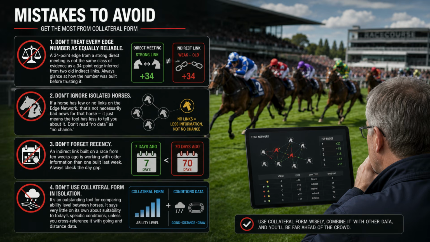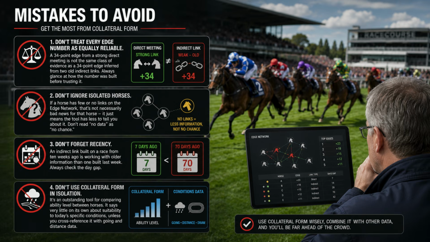Don't ignore isolated horses. If a horse has few or no links on the edge network, that's not necessarily bad news for that horse. It just means the tool has less to tell you about it. Don't read no data as no chance. Don't forget recency. An indirect link built on a race from 10 weeks ago is working with older information than one built last week. Always check the day gap.